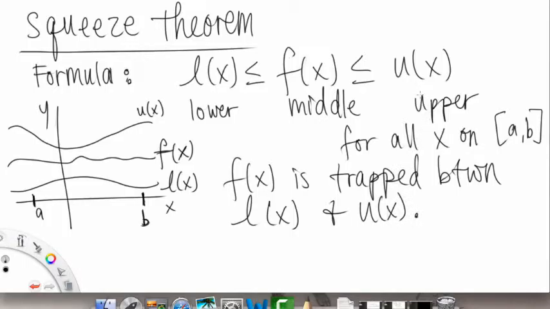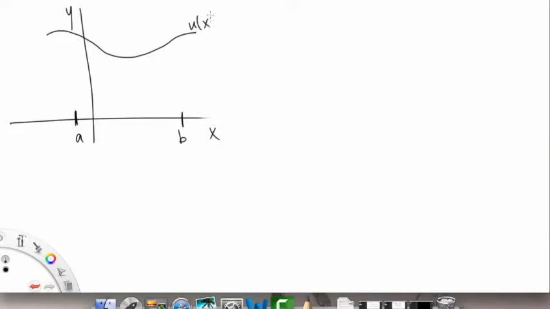So in a little bit more drastic situation, I'll draw that on the next slide. So what if we were to have something like this? Okay, so we have our x and our y, and here's A, and here's B. What if L of x were something like this? Sorry, our u of x, because that's the upper one, right?